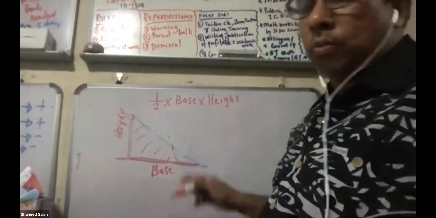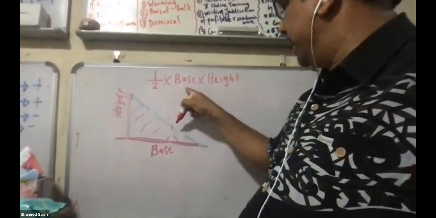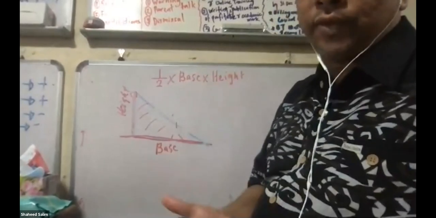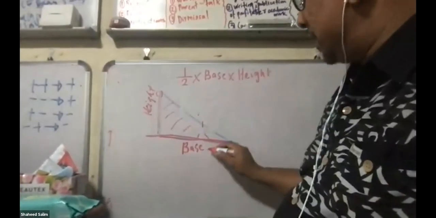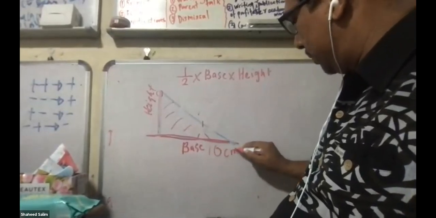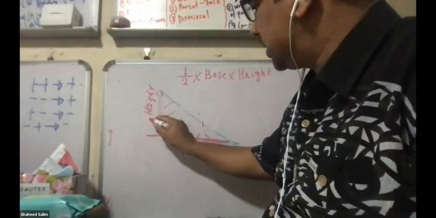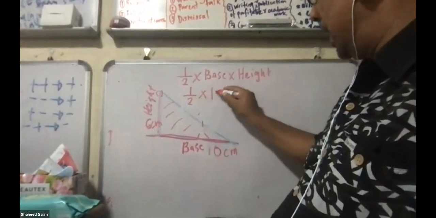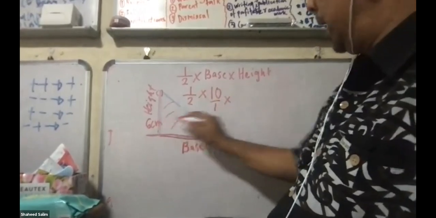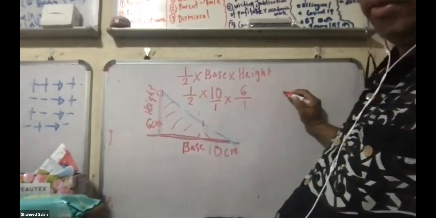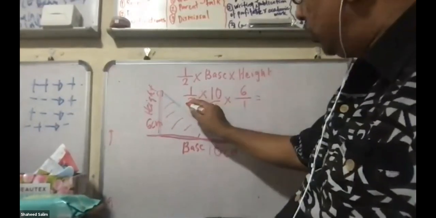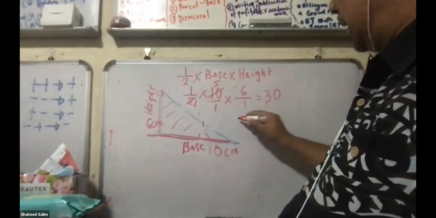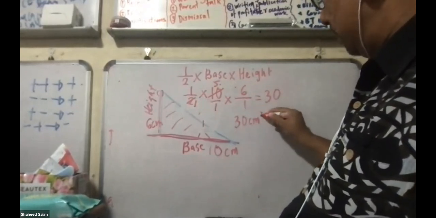Okay, can you write this down in your book? The formula is half times the base times the height. That's why you must know where the base and height are. If you do not know, you cannot find it. Now let's say the base is 10 cm and the height is 6 cm. You take half times 10 times 6. You can reduce, divide by 2, you get 1, divide by 2, you get 5. 5 times 6, 30. So the answer is 30 square cm.